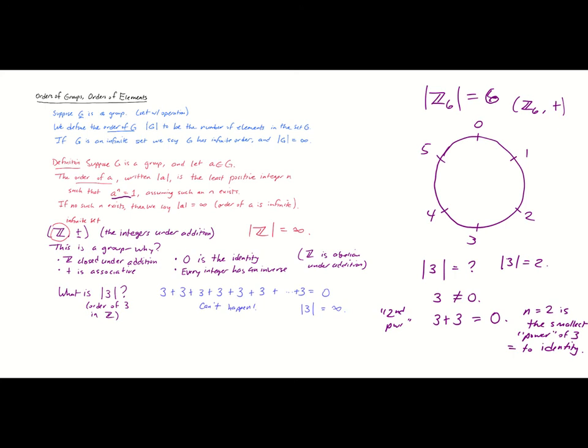Now, the reason we have to be attentive to the smallest is someone else might come in and say, well, I noticed that 3 plus 3 plus 3 plus 3 plus 3 plus 3 is 0, because if I take any group element at all and add it to itself 6 times, I'm going to end up back at 0. You can actually check that that's true. And you might say that means the order of 3 is 6, but that's not true, because we're looking for the smallest power of whatever group element we're working with that gets us back to the identity. In this case, that is 2.